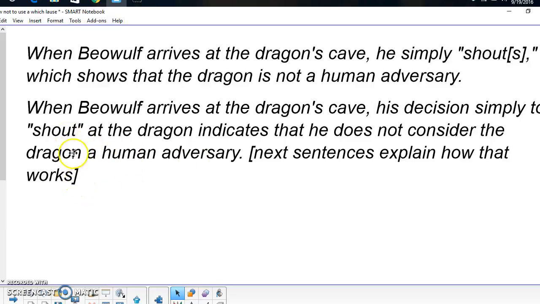So my following sentences would be, well, Beowulf doesn't start talking, he doesn't start using words. In fact, the text doesn't even say what he shouted. It just gives us that word, shouting, as opposed to talking to him. And that would be my support for this claim about the human adversary.